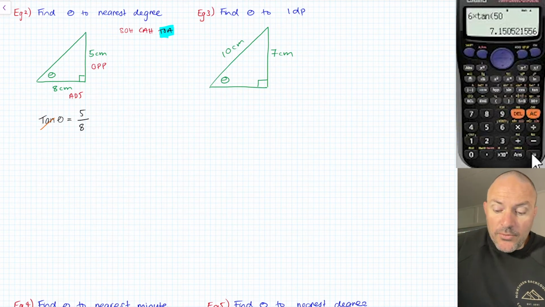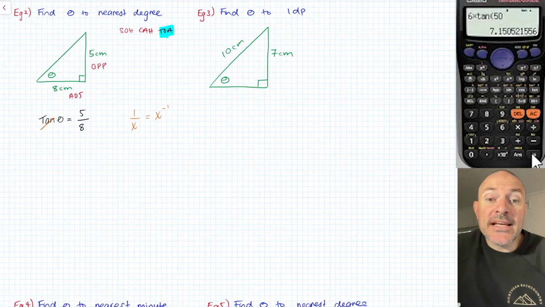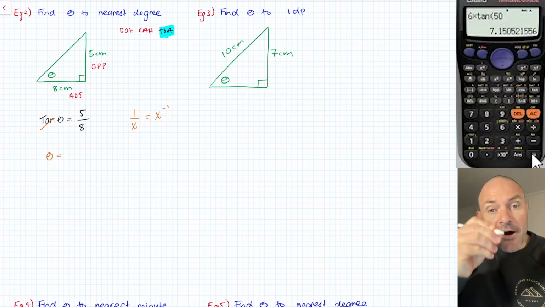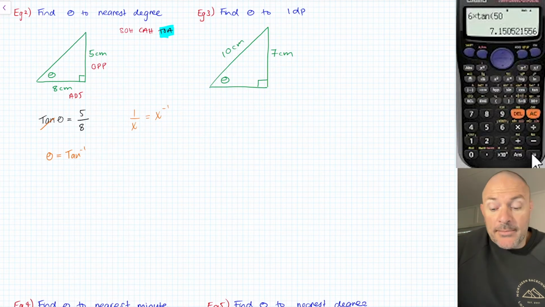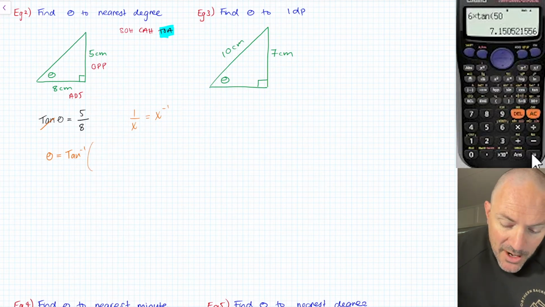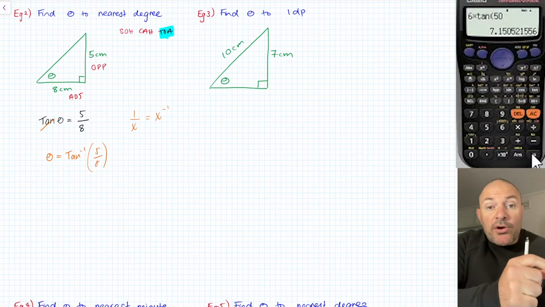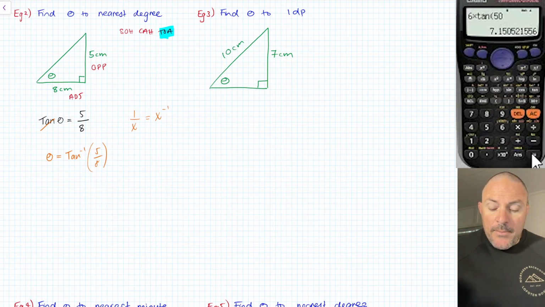For example, we might have 1 on x. We could write that as x to the power of -1. And you might see on your calculator that there is a button very close to your tan that looks like that. For example, if I said theta equals, instead of dividing it by tan, I'm going to say tan to the negative 1, because technically that's the same thing. And then I say 5 over 8. You can see we now have a ratio that goes with tan, even though it's a negative indice. That's fine. But it works, right?